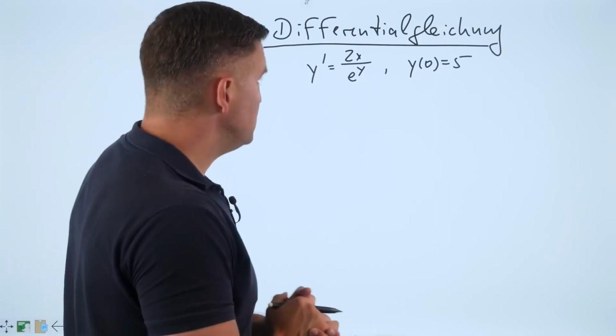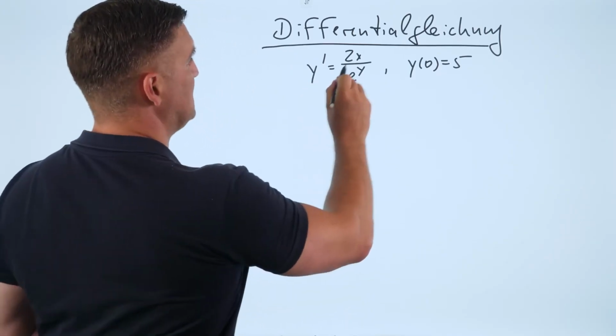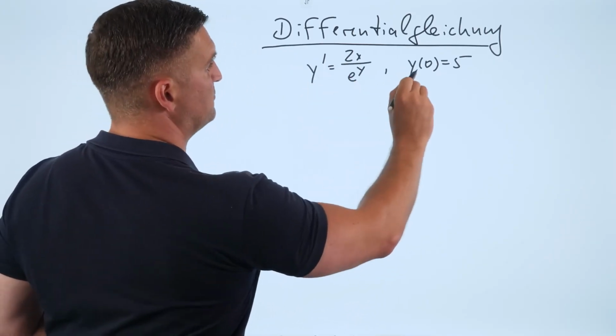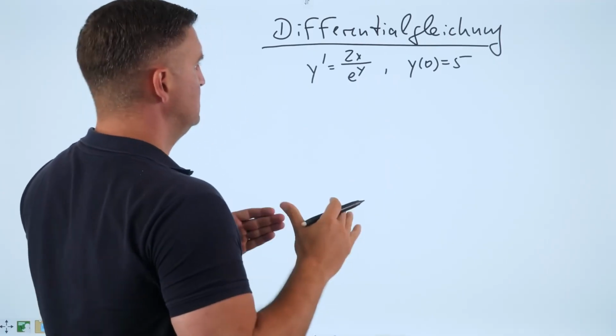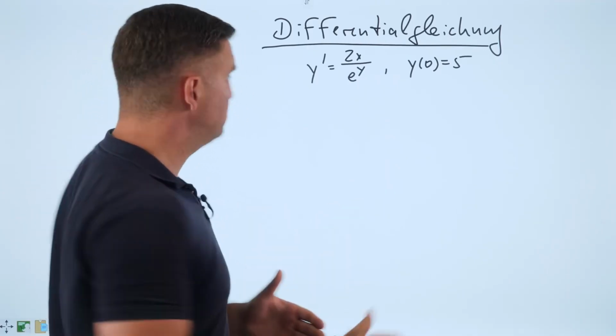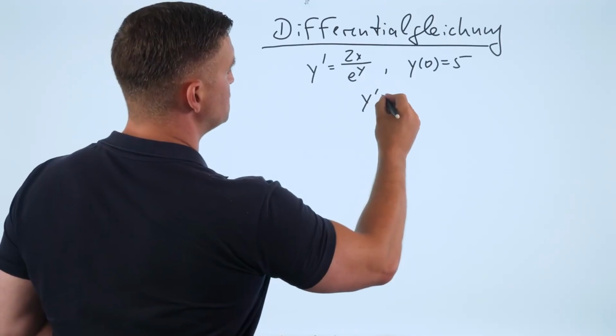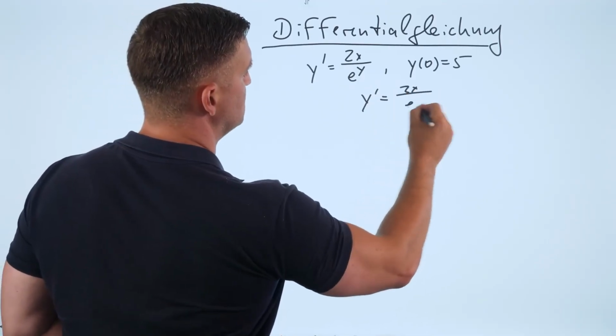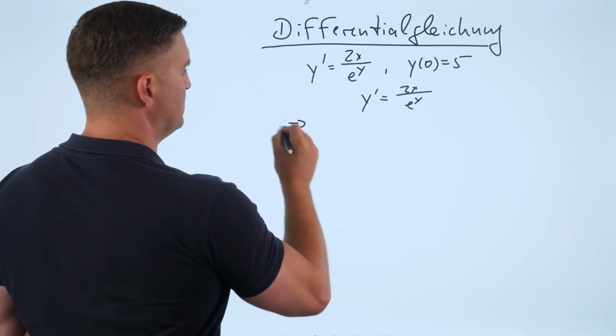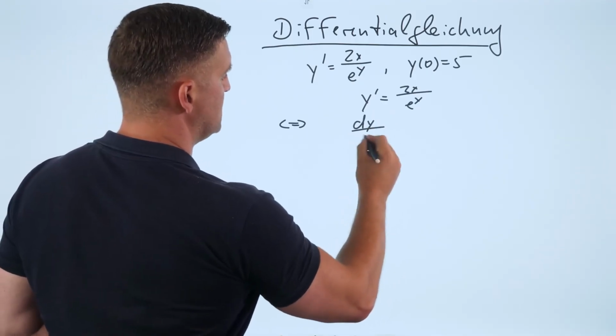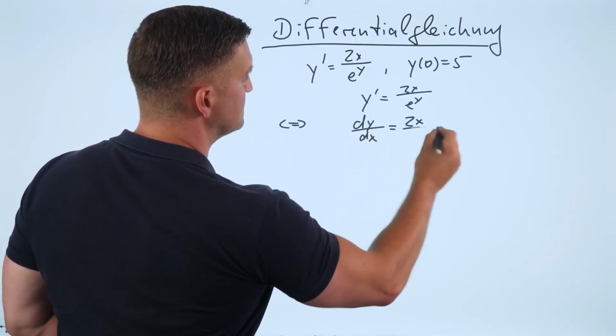Another differential equation, in this example y prime equals 2x over e to the power of y with y of 0 equal to 5. We start by separating the variables. So y prime equals 2x over e to the power of y would be equivalent to, here we have dy over dx equals 2x over e to the power of y.